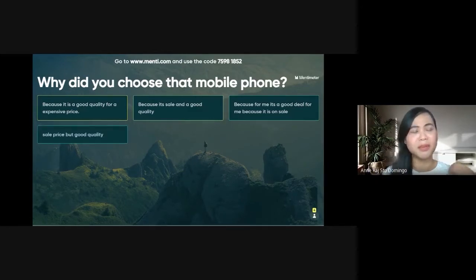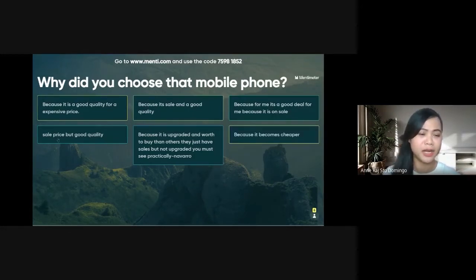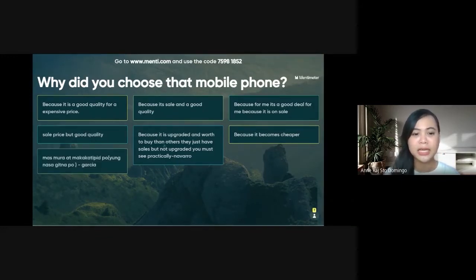My personal phone is just half the price of those phones, so I don't buy those kinds of expensive phones. It's like several months of supplies. Anyway, it's for a purpose. Sale price but good quality, because it's upgraded and worth buying more than others. They just have a sale but are not upgraded.